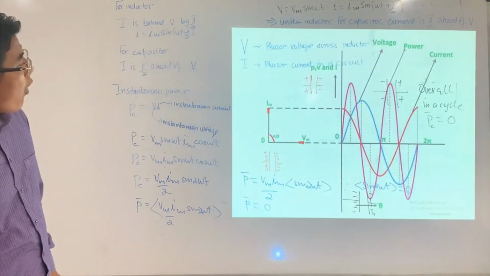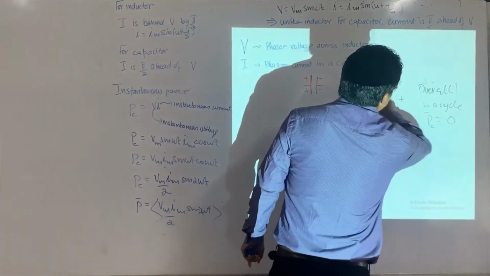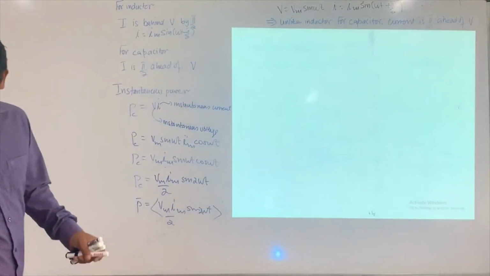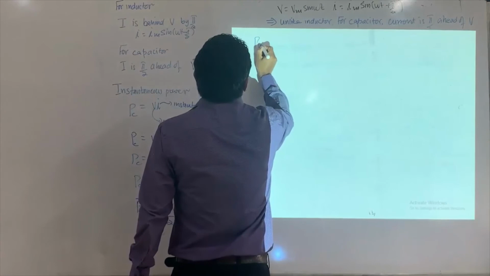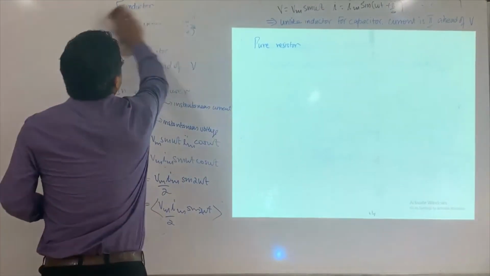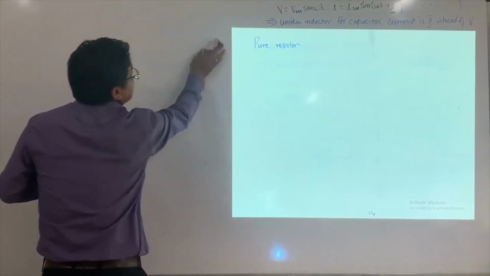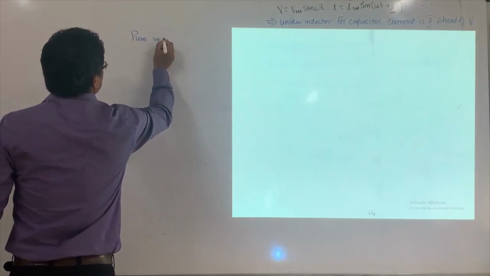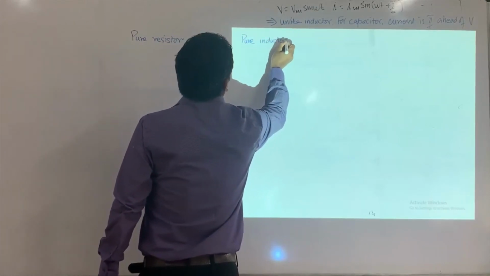So now overall we are done with all three components: resistor, capacitor, and inductor. Let me give you a quick recapitulation of all three. I will write here: pure resistor, pure inductor, and then pure capacitor.